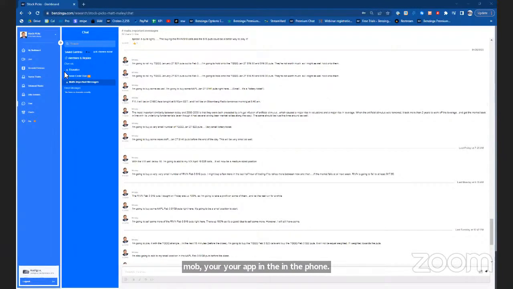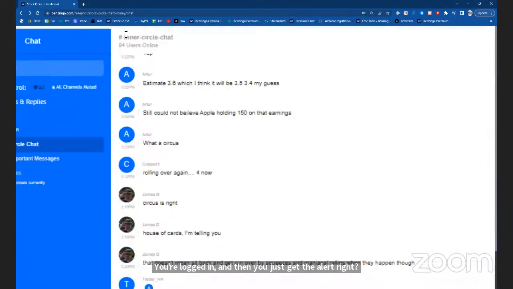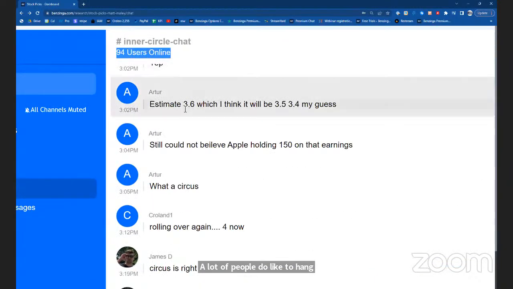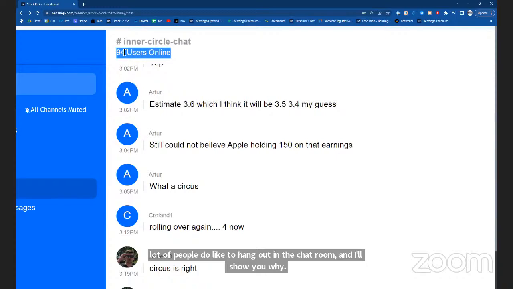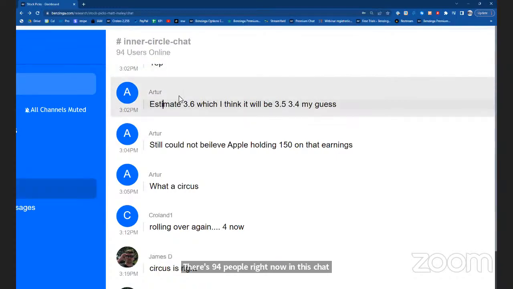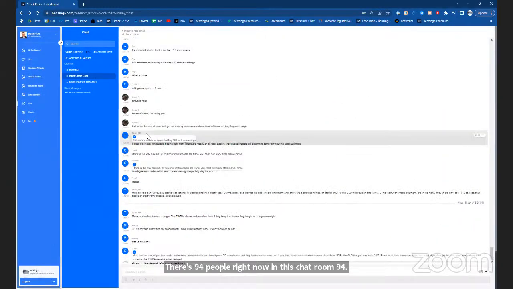A lot of people do like to hang out in the chat room, and I'll show you why. There's 94 people right now in this chat room, 94. I'm not sure what they're doing. Very likely they're just going over the day.